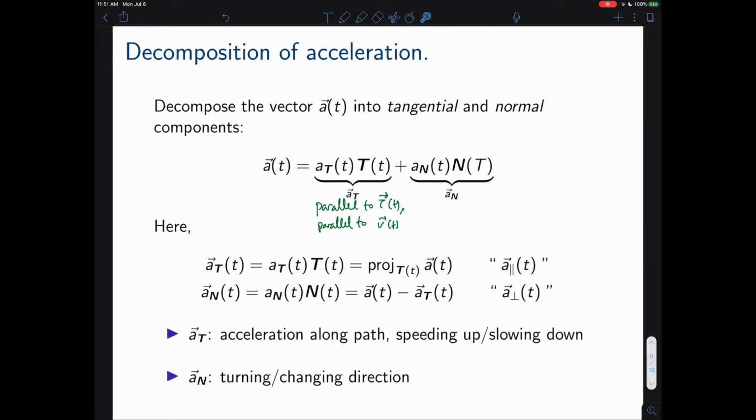We know from a previous example where somebody was driving around in a car that was speeding up and turning left, that phenomenon is true in general. The parallel component or tangential component of acceleration corresponds to acceleration along the path, meaning speeding up or slowing down along the path. The normal component corresponds to turning or changing direction.